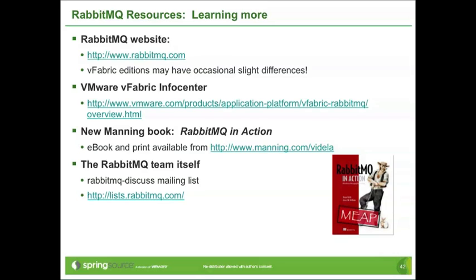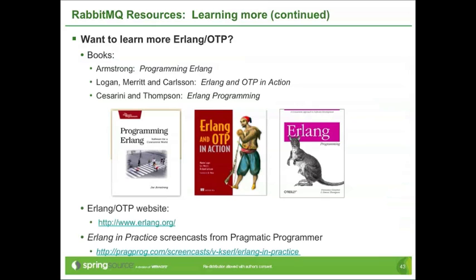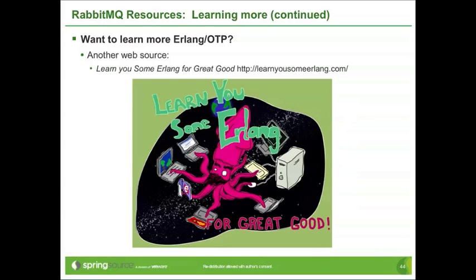If you want to learn more about the underlying Erlang that Rabbit runs on top of, which might be helpful for certain administrative tasks, although you certainly don't need to be able to program Erlang to run Rabbit, there are 3 good books here. The middle one is particularly strong on the OTP libraries, the standard libraries for Erlang that Rabbit is built using. And there are screencasts from the Pragmatic Programmers that take you through building a chat application of sorts using Erlang. And finally, there's a new online book called Learn You Some Erlang for Great Good, which is a fairly popular and decently readable source.